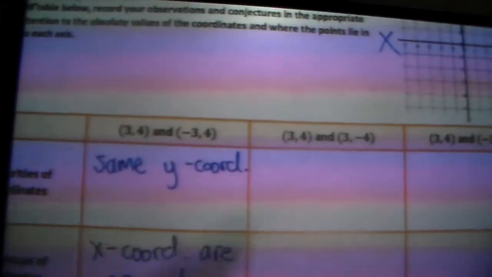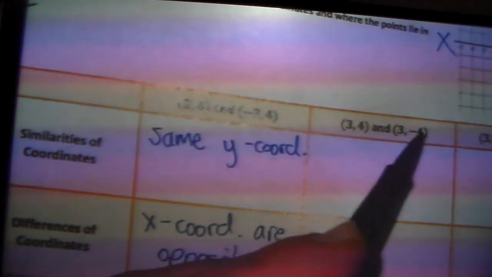So hopefully you're back from your work as you try to do that on your own. Let's look at these together now. So this one is 3, 4, same point as before, right here. But then this new number is 3, negative 4. So I'm still staying to the right 3, but now I'm going down 4 because it's negative.